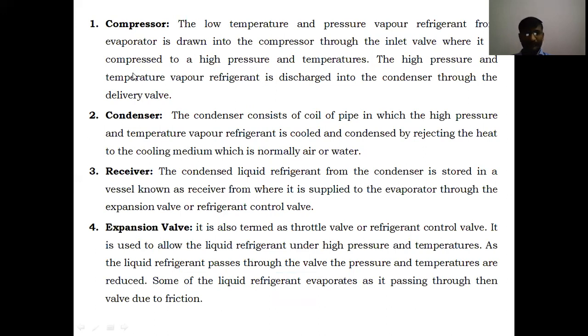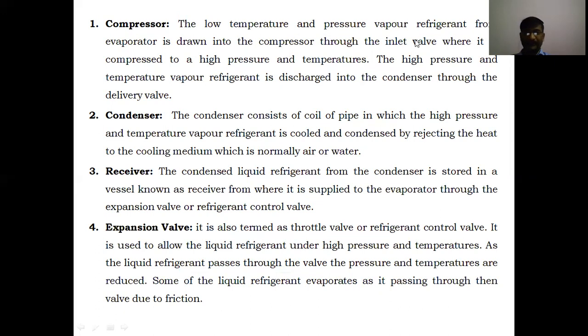These are the components. Compressor. What is the function of the compressor? We know that the refrigerant is a low temperature and pressure vapor. The refrigerant state before the compressor is vapor refrigerant. When the vapor refrigerant is compressed by the compressor, it is called dry compression. Otherwise, whenever liquid particles are there before the compression process, that compression process is called wet compression.